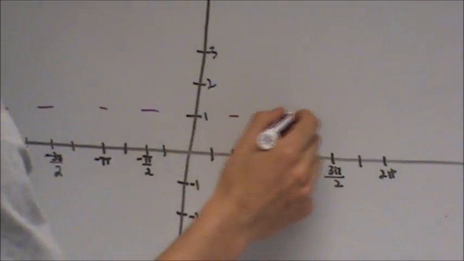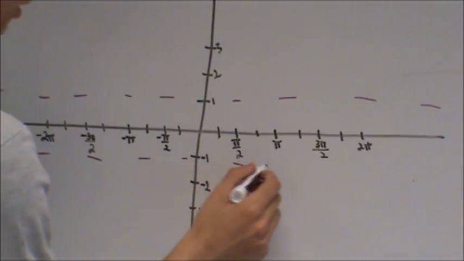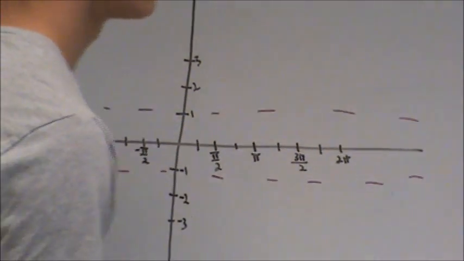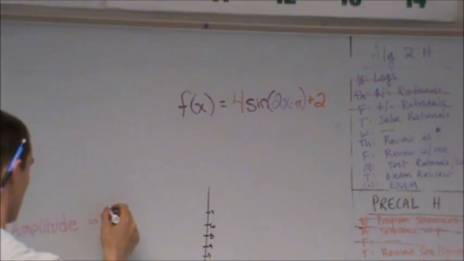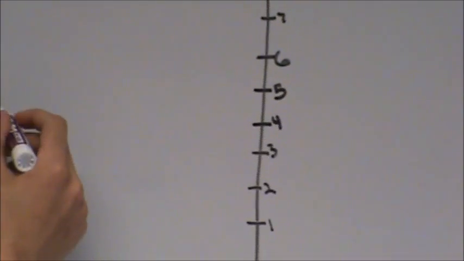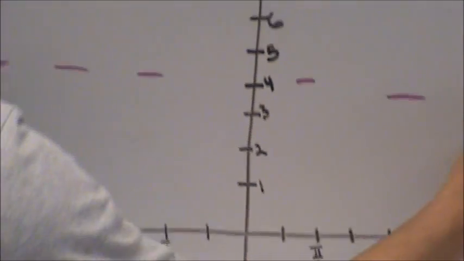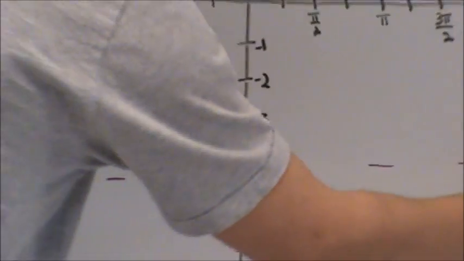So from here to here. For this equation over here, the amplitude is 4. That means that the graph is going to go from positive 4 to negative 4 on the y-axis. So from here to here. And that's the amplitude.